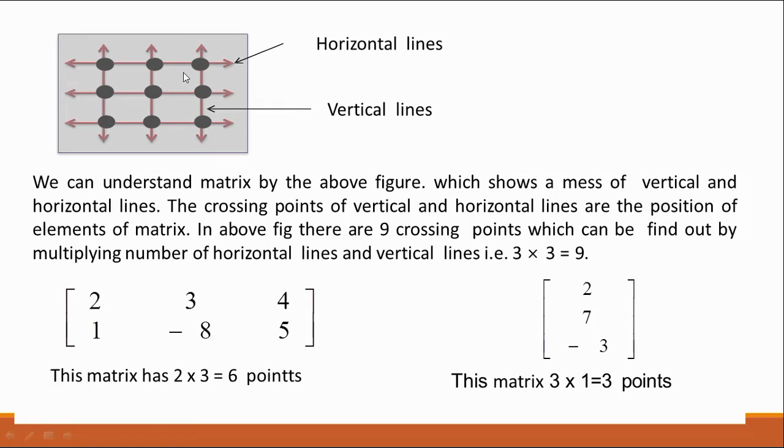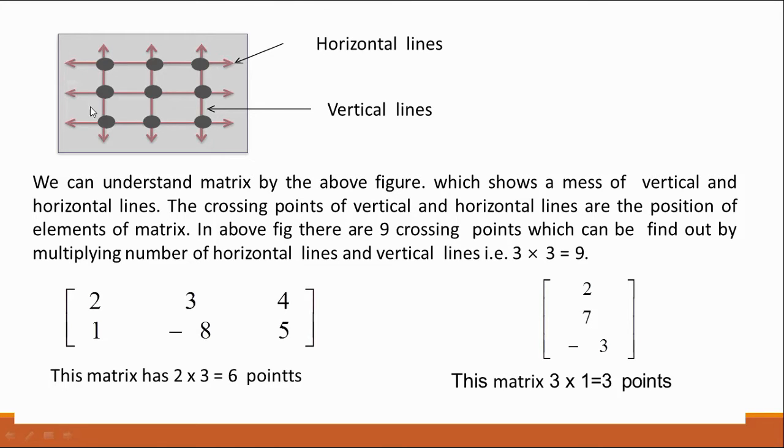Dear students, here you see these are the vertical lines. These vertical lines are called columns, and these are the horizontal lines. These horizontal lines are called rows of the matrix. So if we multiply the number of rows and the number of columns, we can find the number of elements in the matrix. For example, in this figure you see there are 3 horizontal lines and 3 vertical lines.